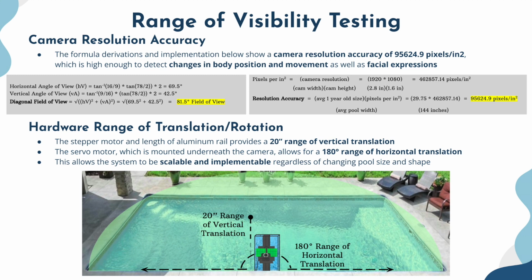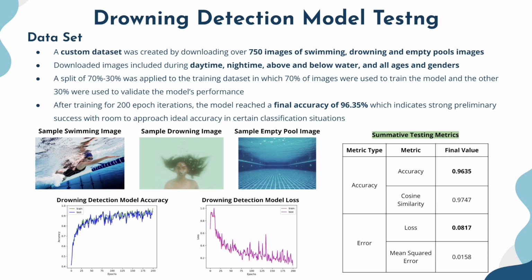Next, when it came to testing the hardware range of translation and rotation, the drowning detection device was found to contain a 20-inch range of vertical translation, as well as a 180-degree range of horizontal translation and rotation. This 20-inch range of vertical translation and 180-degree range of horizontal rotation allow the system to be scalable and implementable regardless of increasing pool size or varying pool shapes.